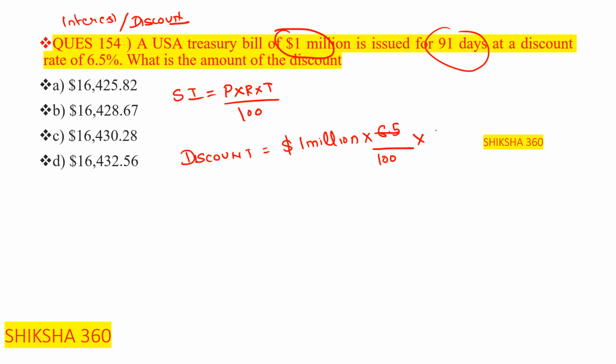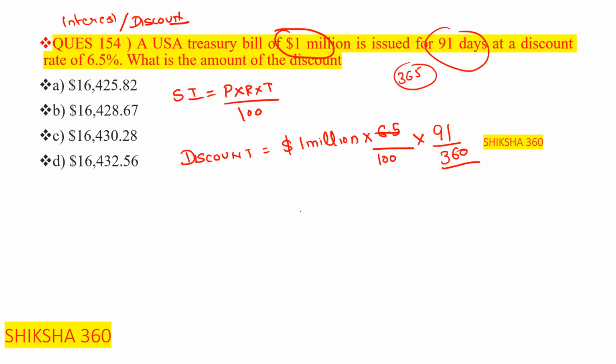So multiply by 91 upon 360. Sometimes they mention 365 days, but in these types of questions just take 360 days. Or take both 365 or 360, according to which you find the answer. Many times in the case of treasury bills you will have to use 360 days. So you are multiplying 6.5 into 91 divided by 36,000 into 1 million.